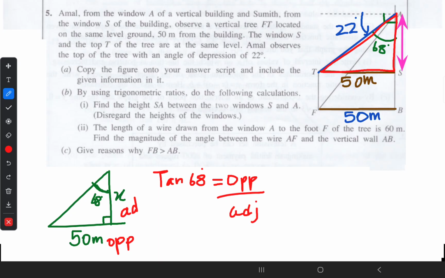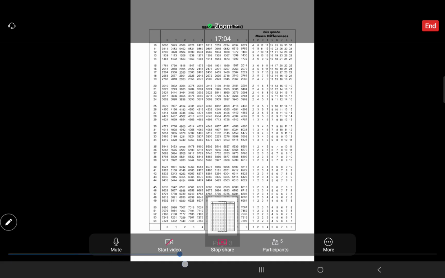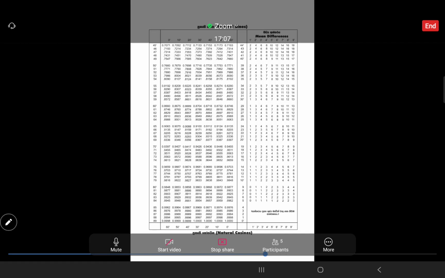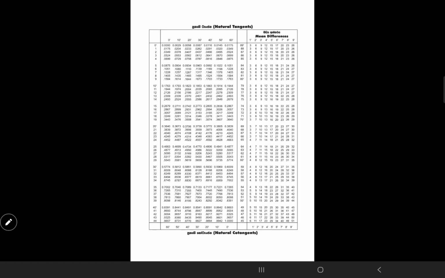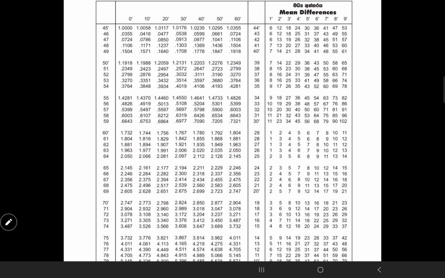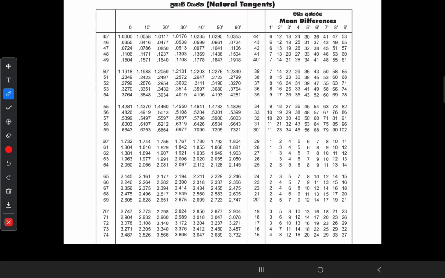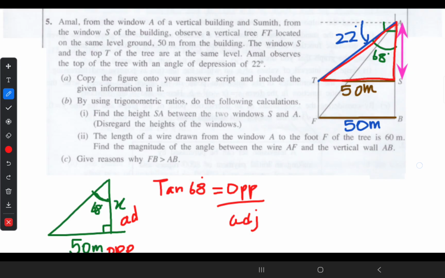Tan 68, we need to find that one by using the table. Natural tangents. Here we have 68. Tan 68 means here 68 degrees and 0 minutes. Tan 68 is 2.475.